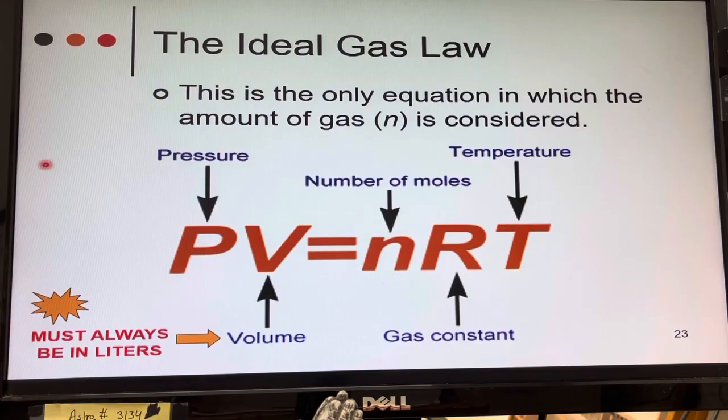All right, and the final gas law, the last one we're going to talk about today, is the ideal gas law. And this is the only equation in which the amount of gas, n, number of moles, is considered. So anytime a question asks you about the amount of gas, and they could also give you grams as well, because you know, based on stoichiometry, how to convert grams into moles. You could easily convert it into moles and then solve for any of the missing variables here: pressure, volume, or temperature, okay, or moles.